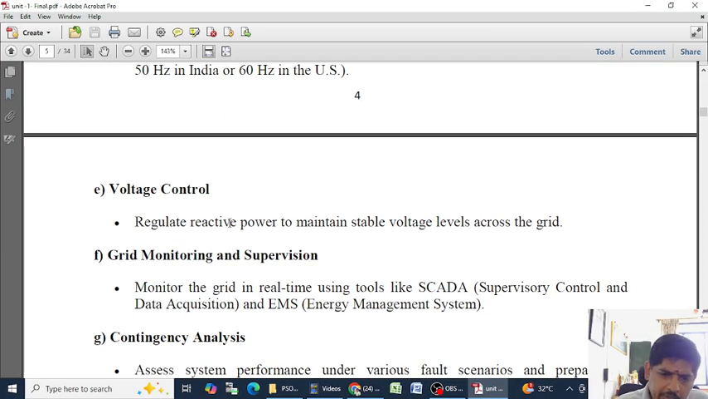Grid monitoring is also very important: to monitor the grid in real time using tools like SCADA and energy management systems. I have to monitor the grid lines; all the parameters I have to monitor.